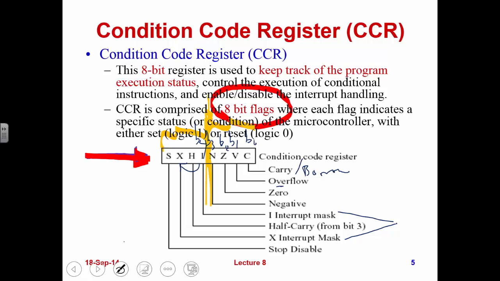The leftmost bit is called stop disable. When we move forward, we'll see that the 68HC12 has one instruction called stop. We can disable this instruction. If we disable it, the instruction will not run. Instead it will work like a no operation. When it works this way, it will save energy. We talk a little bit more about this.